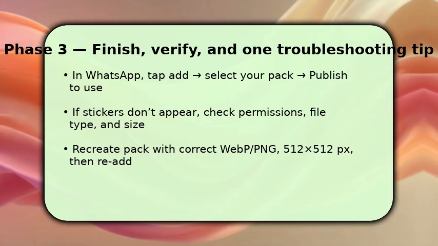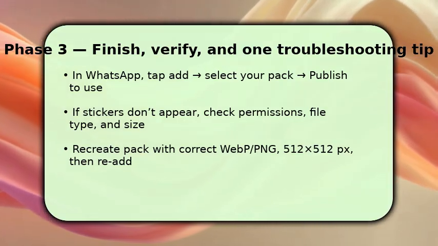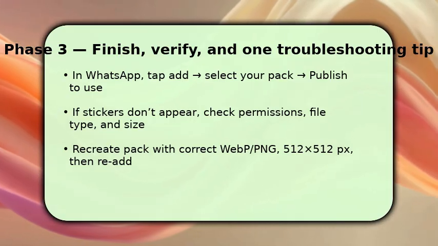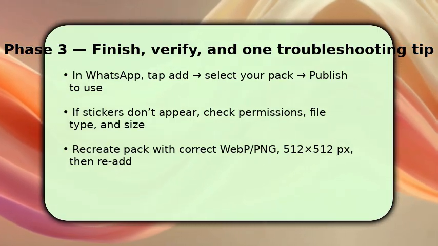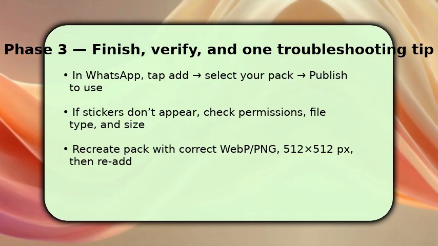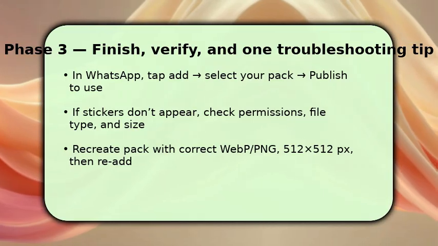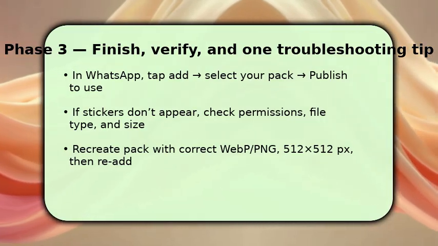If they do not appear, first check storage and media permissions, then verify each file is WebP or PNG and 512 by 512 pixels, because wrong format or size blocks import. If problems persist, recreate the pack correcting those issues, clear WhatsApp cache on your Samsung, and then re-add. That usually resolves.